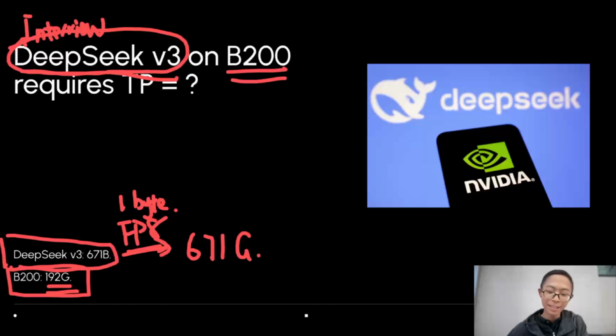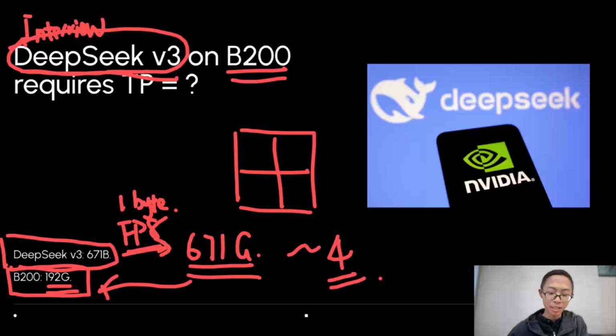Now, how many B200 do we need? We divide 671 by 192, which is around 4 GPUs. That's why we will need 4 B200 to shard this model, and this TP size will be 4.